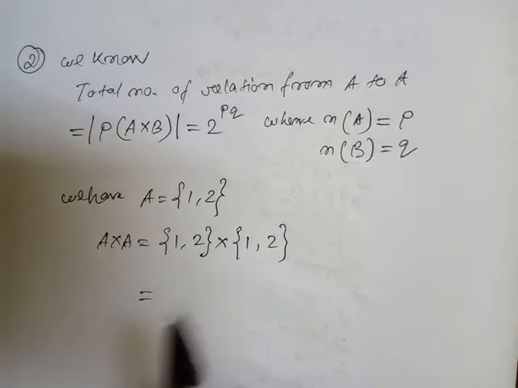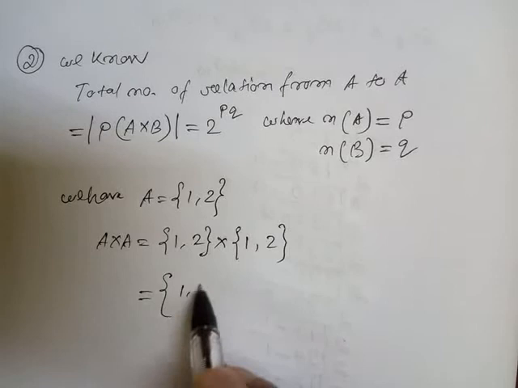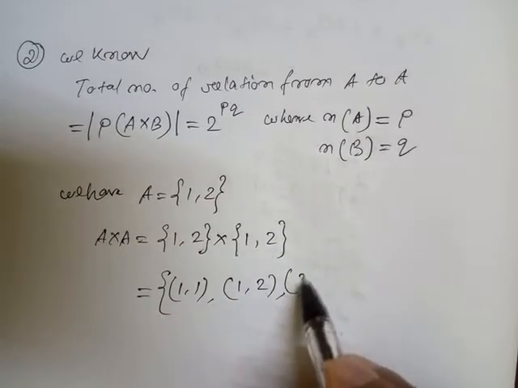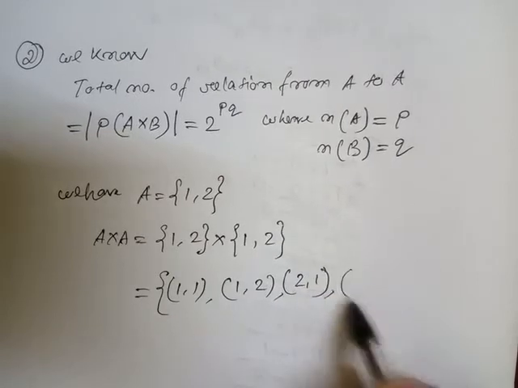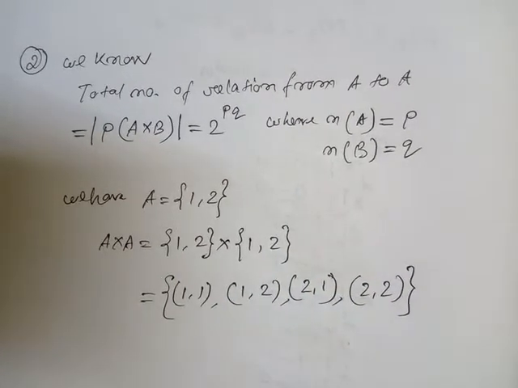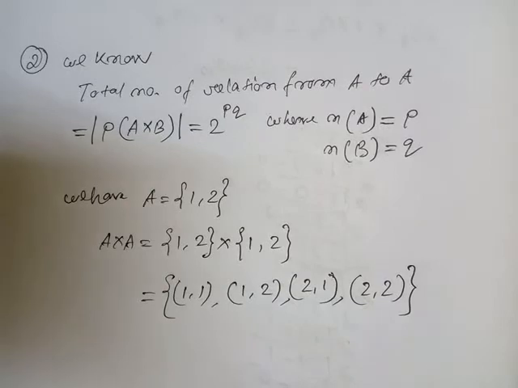Now look, if we want to find out the A product A only, then (1, 1), then (1, 2), then (2, 1), then (2, 2). This is the A product A only. Students, now after that we are going to find out all the relations on A, which means the power set of A product A. So let's have a look at how to solve this one.